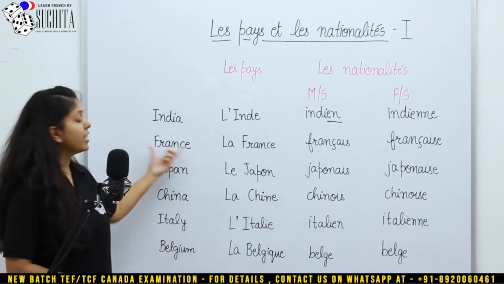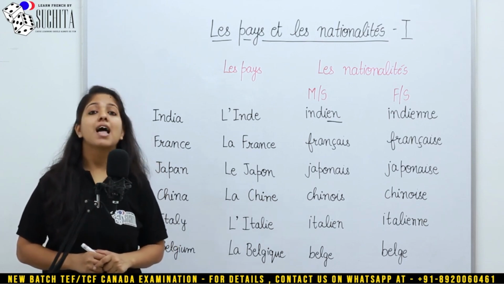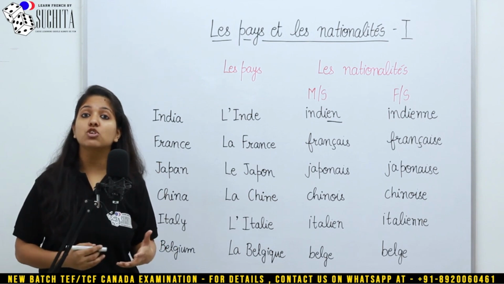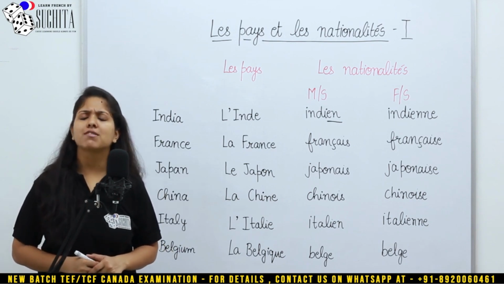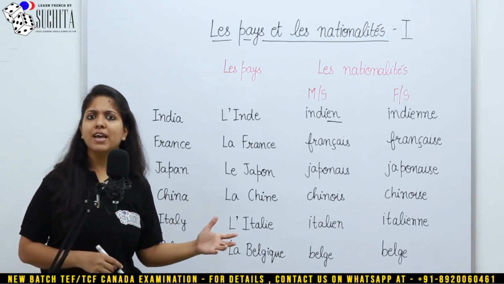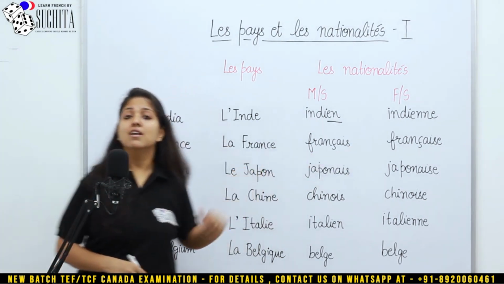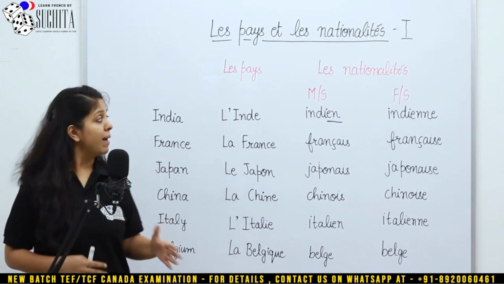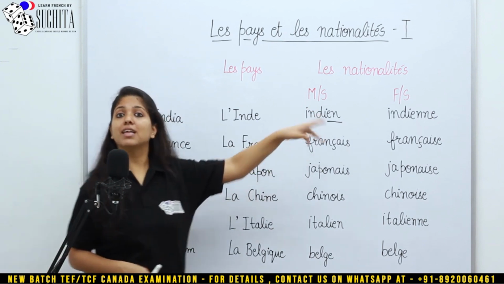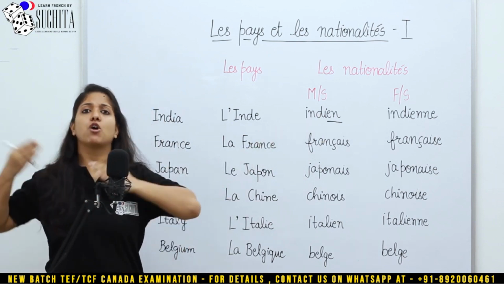indienne. Now the second one, which is la France. That's the country. Now coming to the nationality, which is français. Féminin, française. Generally in order to make it feminine, you apply E. But if it is ending with en, then in that case you apply E-double-N-E. But generally you put E, like français, française.